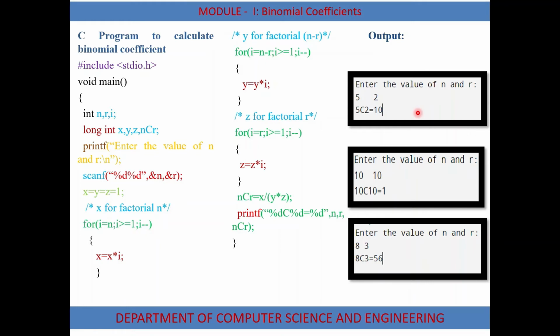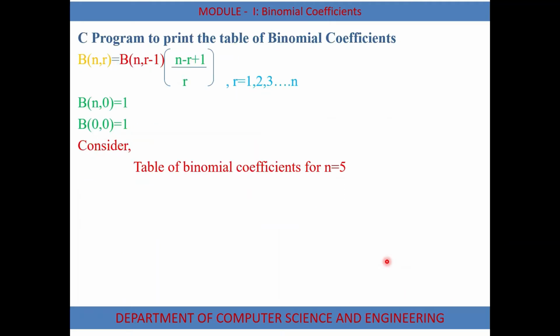If you consider some other value, let me consider, enter the value of n and r. n is 10, r is also 10. 10C10 is equal to 1. 8C3 is equal to 56. So this is the output of this program. Next, let's see the C program to print the table of binomial coefficients.